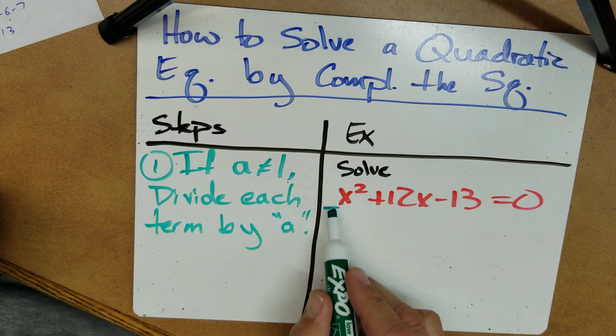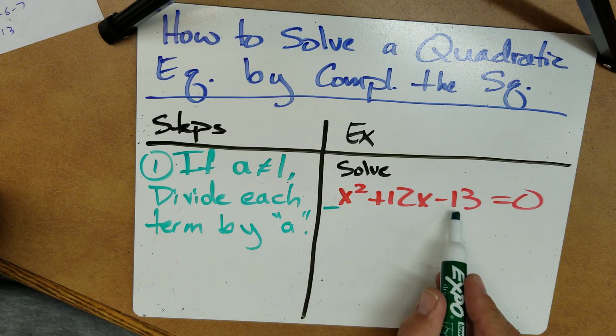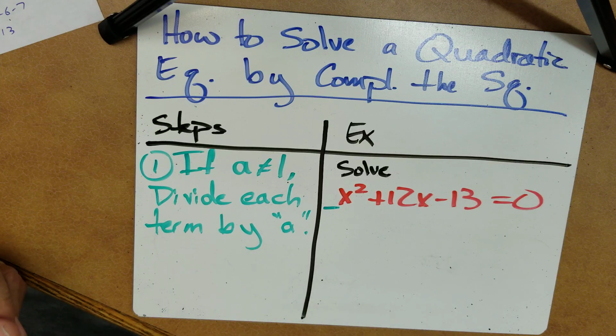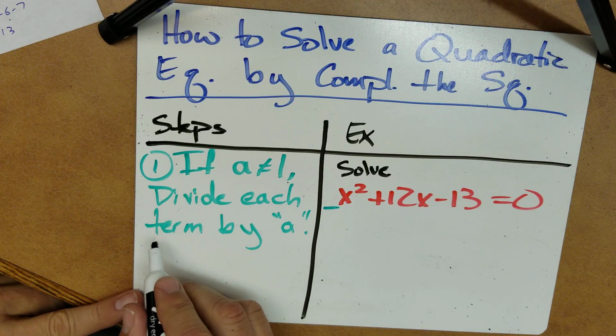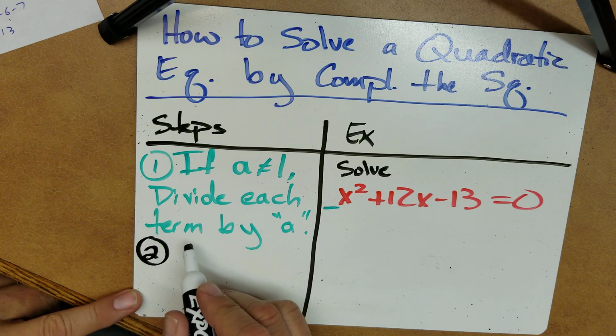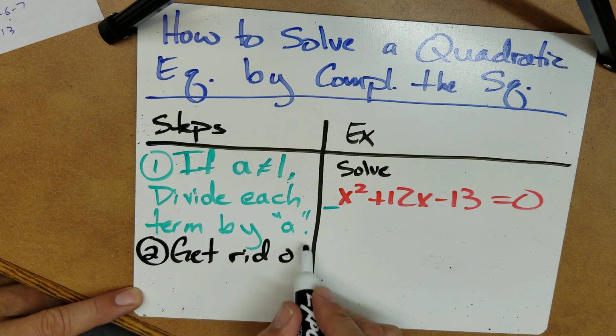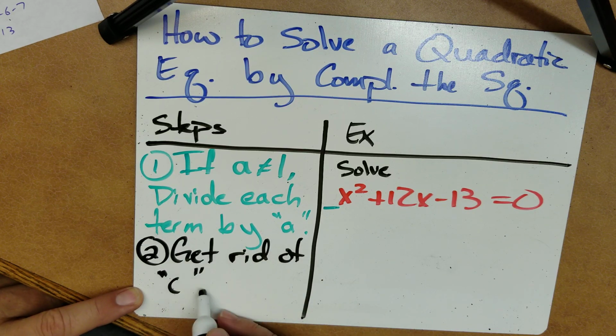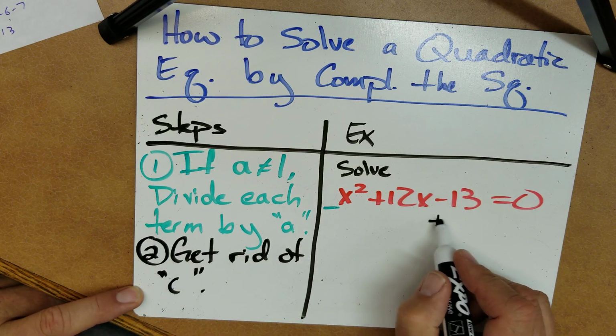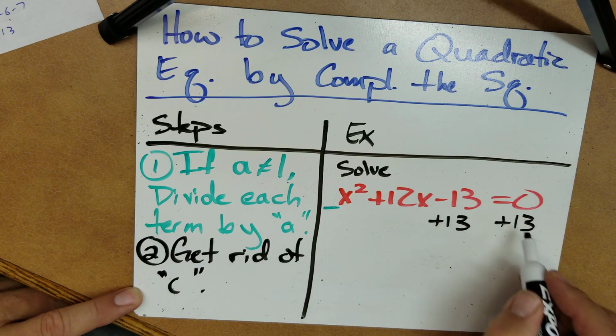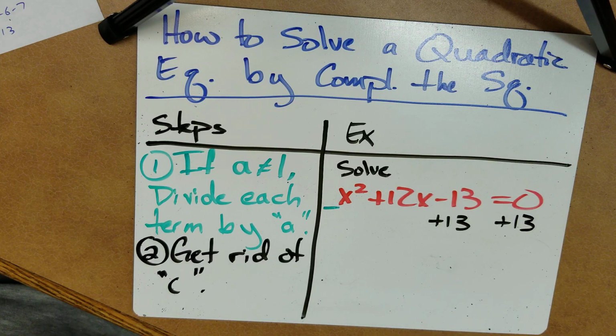Now, it turns out in our case this is 1, so I don't have to divide every term by 1, but we'll do an example where you do have to, but for now I don't have to. So the next thing I have to do, step 2, is to get rid of c. Well, here's c, and I need to get rid of it, and what that means, of course, is I'm just going to add 13 to both sides like that.